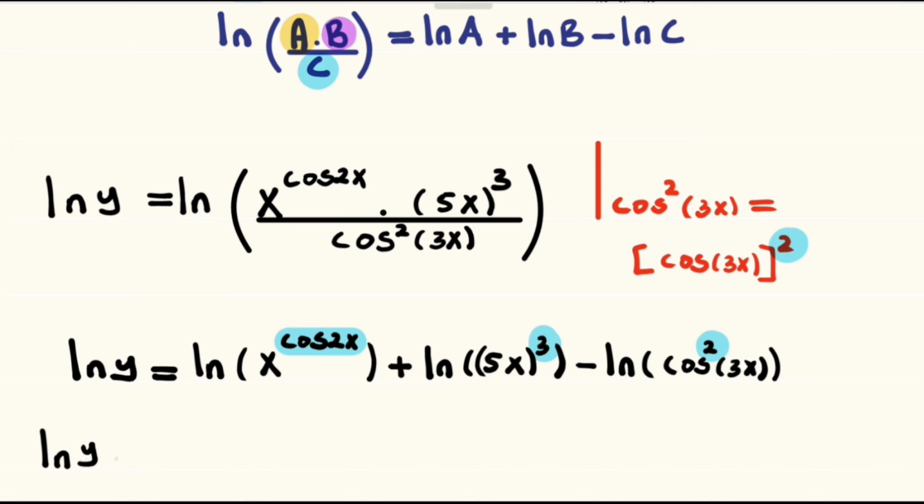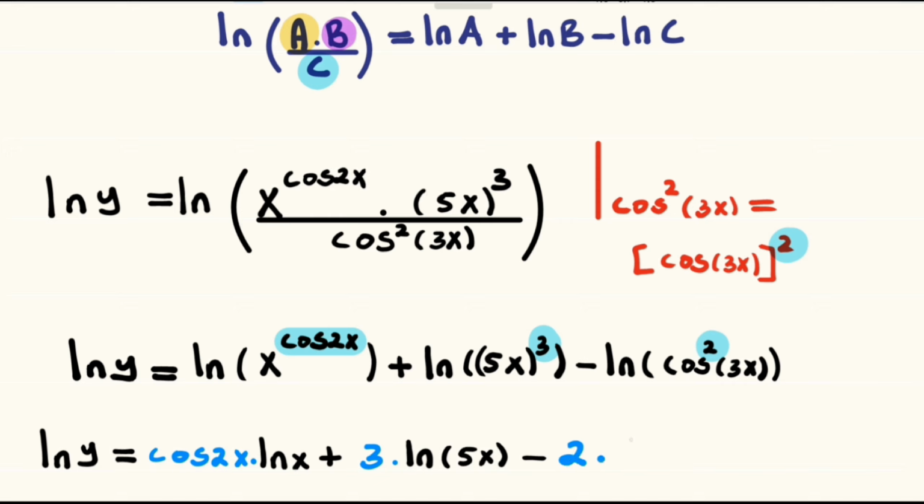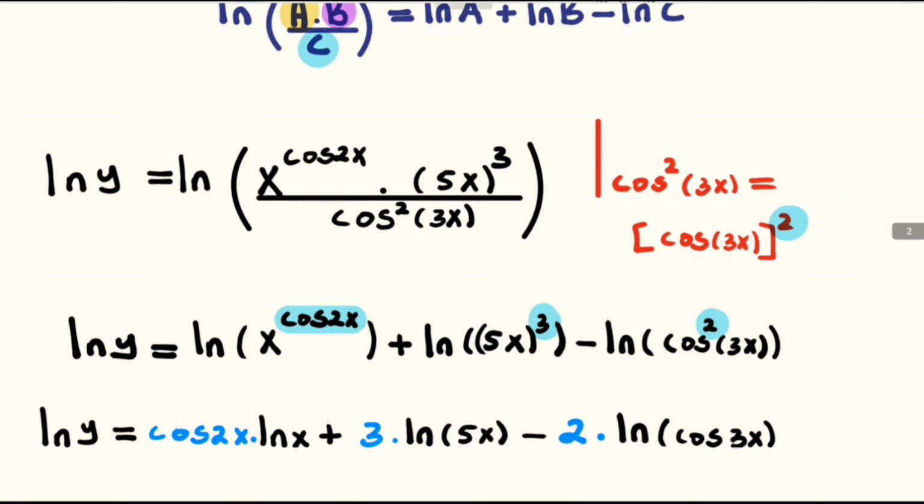So we have the ln y, which will be equal to the cos 2x multiplied by the ln x plus the 3 multiplied by the ln of 5x minus the 2, which moves from the exponent to become the coefficient of the ln of cos of 3x. From here, we can differentiate.